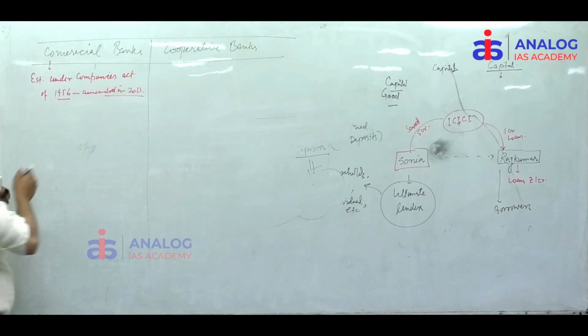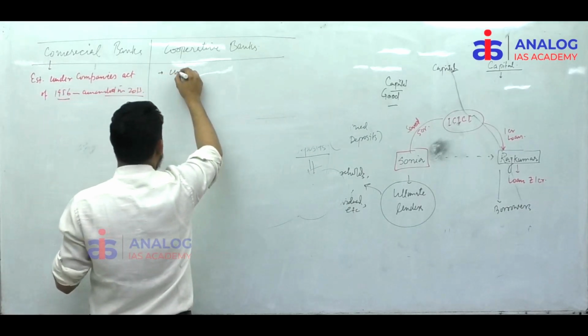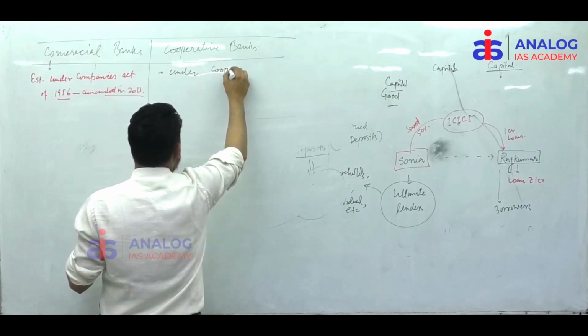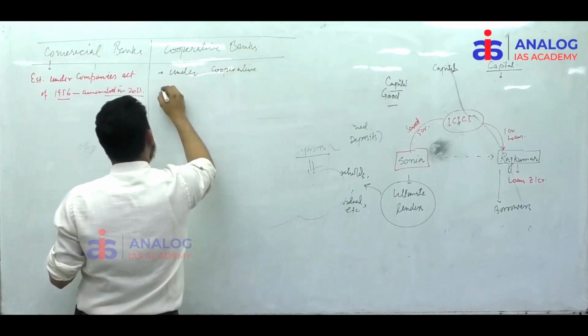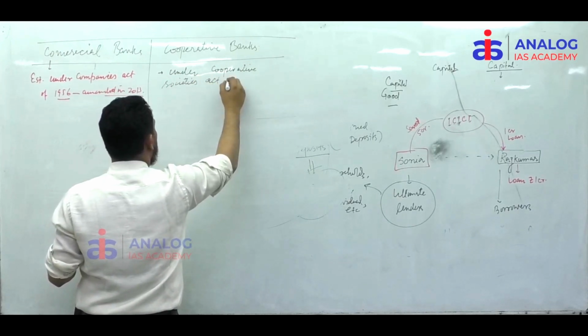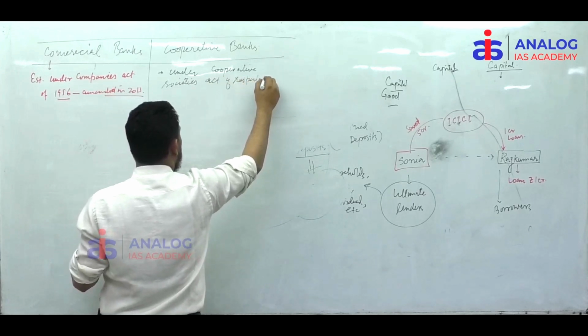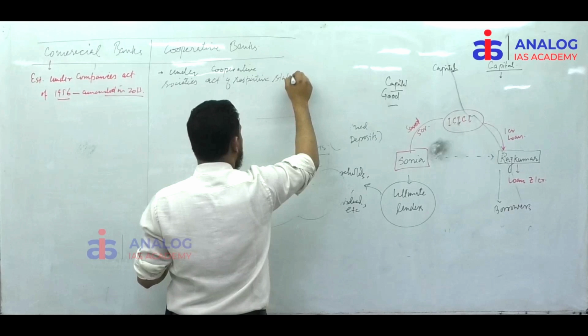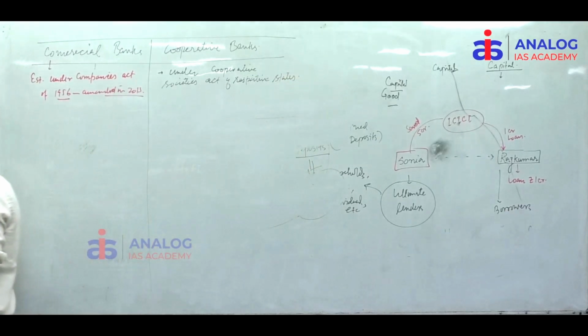Now, cooperative banks are established under the Cooperative Societies Act of respective states. They are established under the Cooperative Societies Act of respective states. Okay?